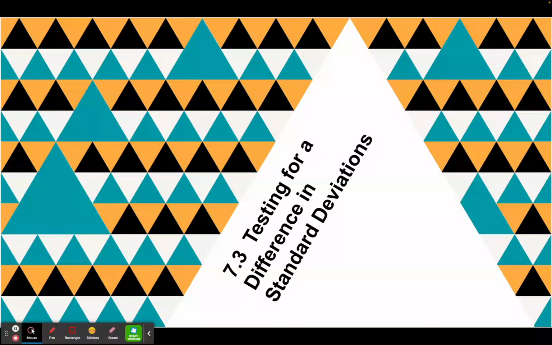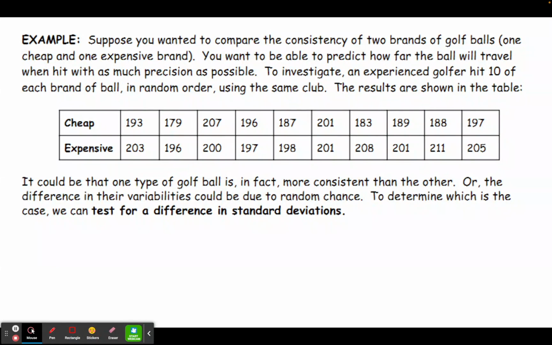In lesson 7.3, we're going to be conducting a hypothesis test to see if there is a significant difference in standard deviations in two data sets. Suppose that we want to compare the consistency of two brands of golf balls, one being a less expensive brand and one being more expensive.